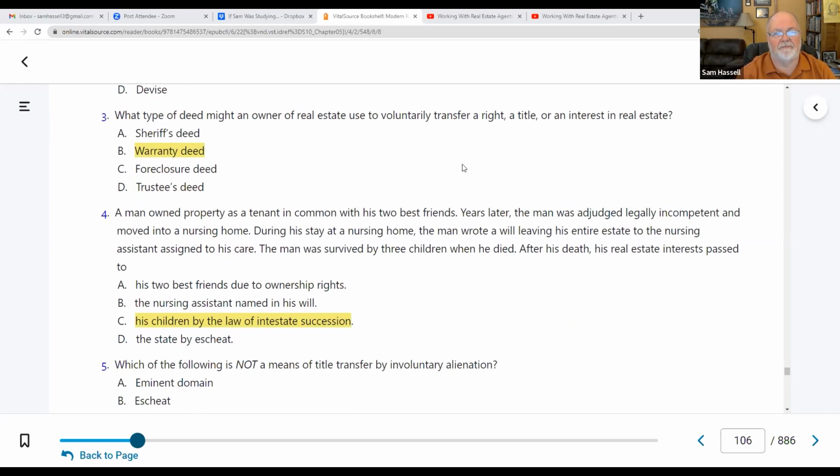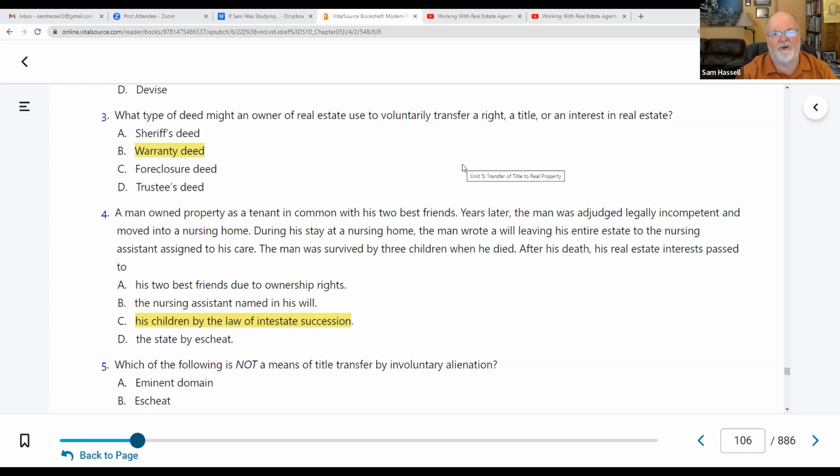Number 3, what type of deed might an owner of real estate use to voluntarily transfer a right, a title, or an interest in real estate? Okay, a right, a title, or interest in real estate. And it is a warranty deed. That's the one we want. Remember the 4 types we were concerned about, but you have all of these others too, right? Sheriff's deed could be a tax deed. Foreclosure deed could be, well, just what it is, it's a foreclosure deed.